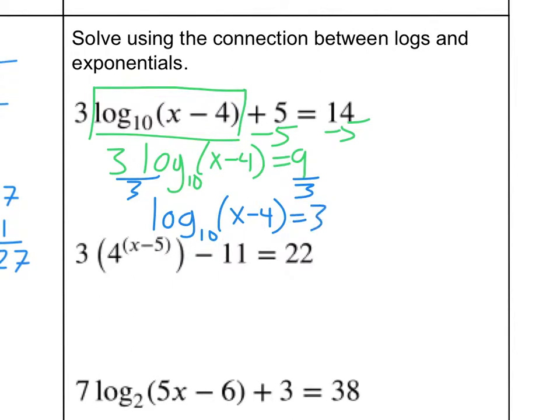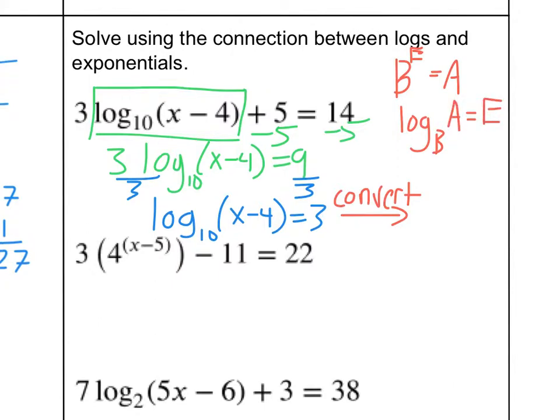Here I see a lot of people stop, not really knowing what to do, but at this point we're going to convert to exponential form. The big idea here is that if I've got some kind of base to an exponent equal to what we call the argument, then the log form of this is log base b of that argument is the exponent.